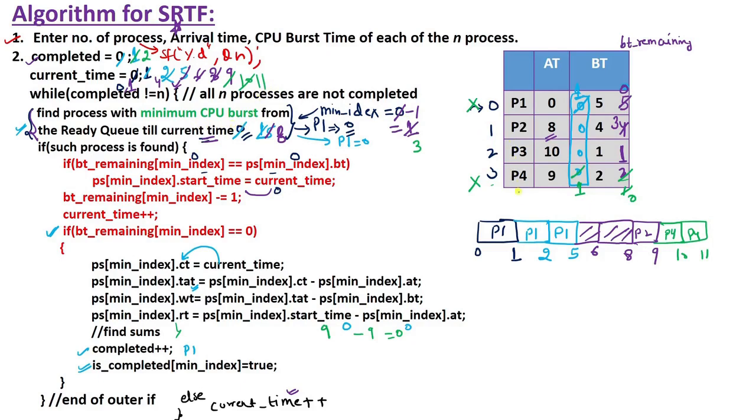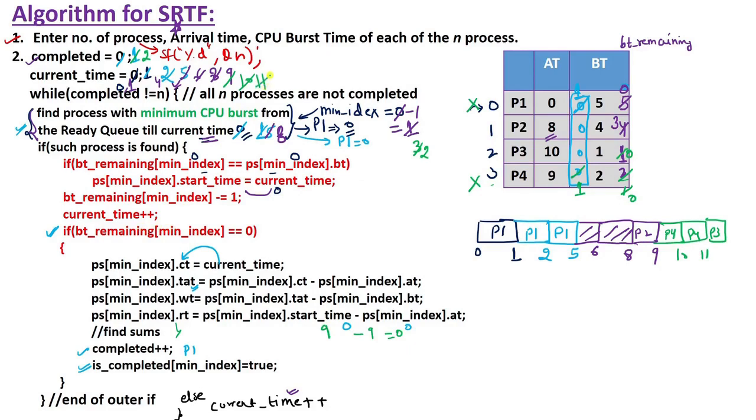So till 11, no new process arrived. We will be selecting out of P2 and P3. Out of 3 and 1, we will be selecting this P3. So this will give us the index 2. Again, for P3, we are starting for the first time, so both are equal. We'll set the start time as 11, and then we will be decrementing its remaining time. So it will be 0.